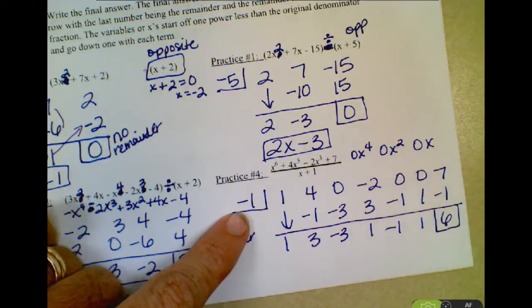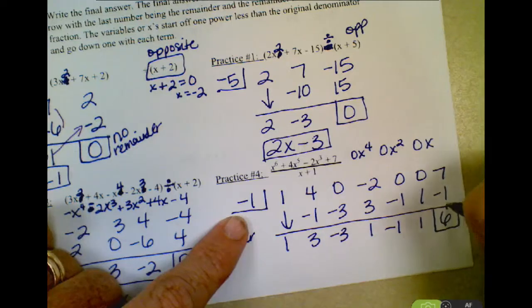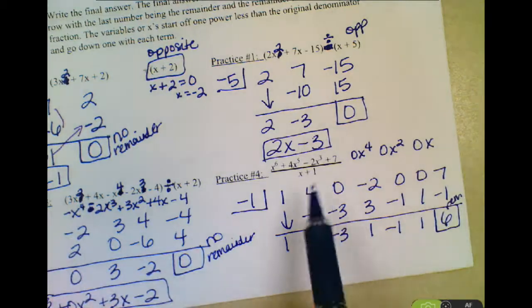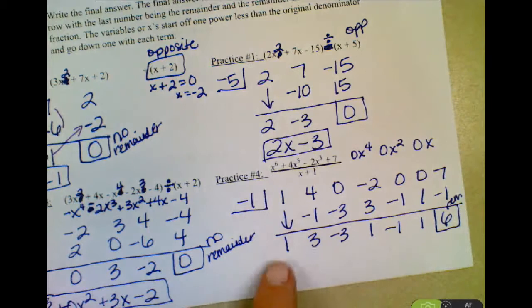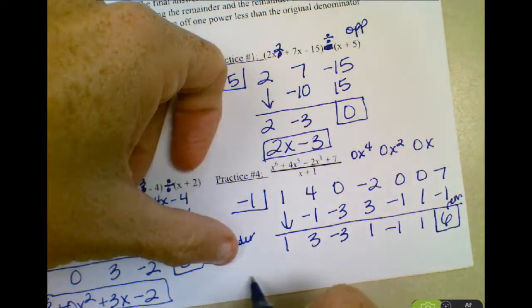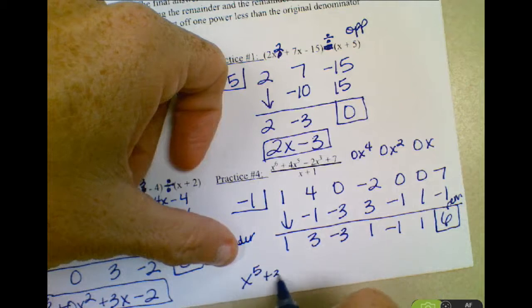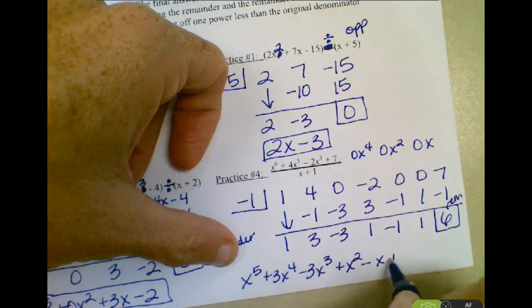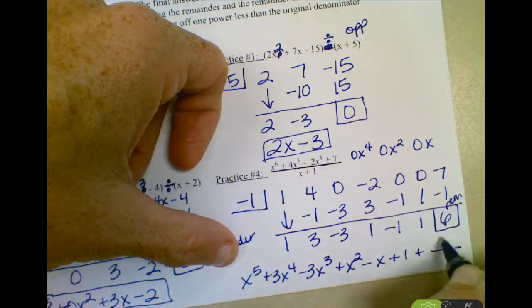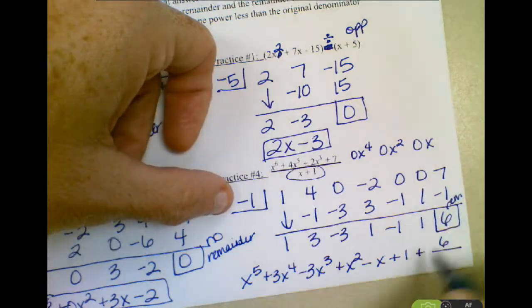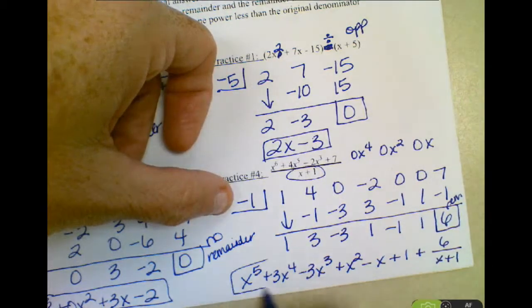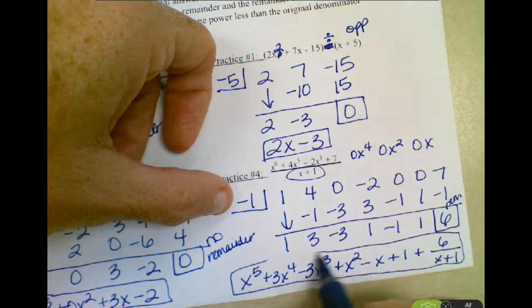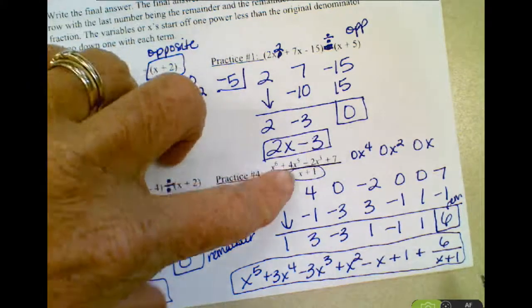This is not a 0. That means that is a remainder. Okay, and I'll show you how to write that. Since we began with x to the 6th, what's our new term going to be? Our first exponent is going to be 1 less than that. So your answer is going to be x to the 5th plus 3x to the 4th minus 3x to the 3rd plus x squared minus x plus 1, plus 6 goes on the top and our divisor goes on the bottom, x plus 1. If you have a remainder, you write it as the numerator of a fraction with your original divisor as the denominator.